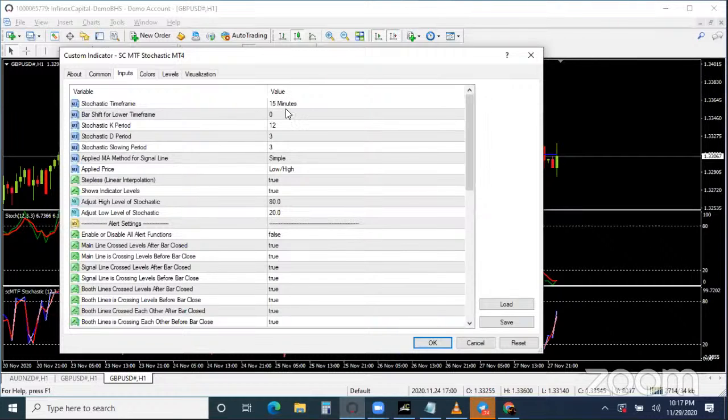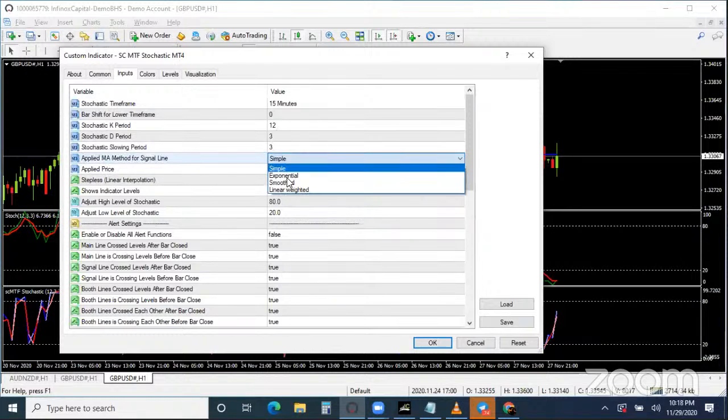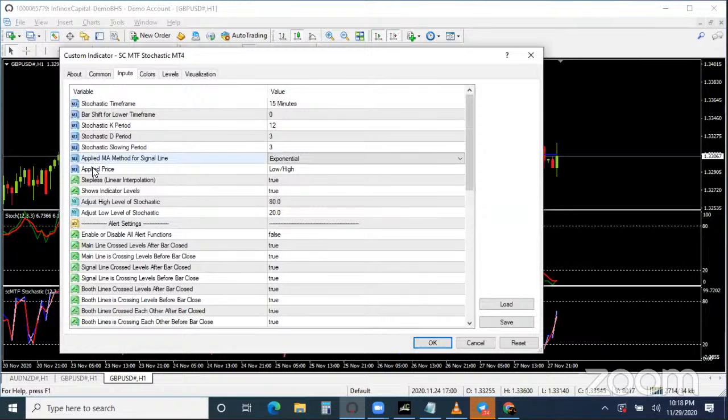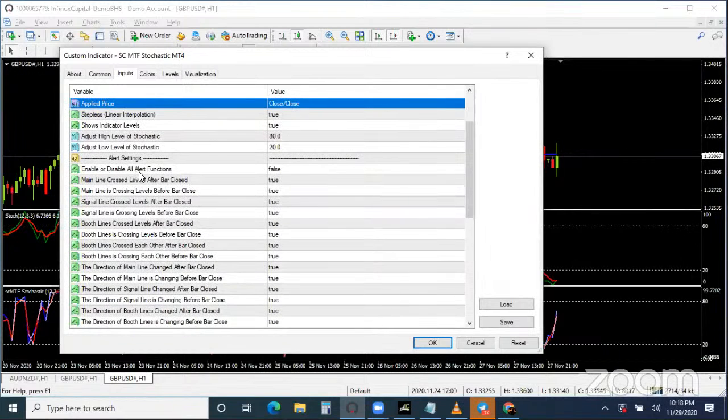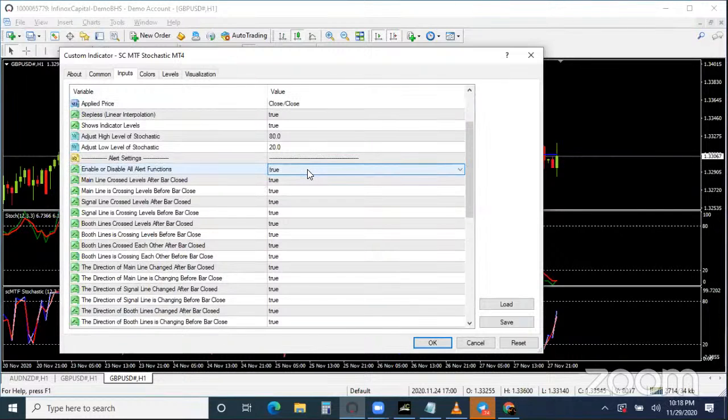So here we are using the 15 minutes time frame. Bar shift lower time frame 0, 1233. Applied MA method, remember we are using exponential. Apply to low, high, no, we are applying to close, right? Stepless linear interpolation, show indicator levels, what do we use? We use 80 and 20. Now, do I want it to send alert? Yes, I want it to send alert, T for true.